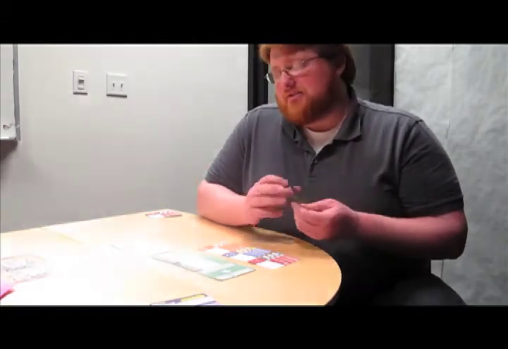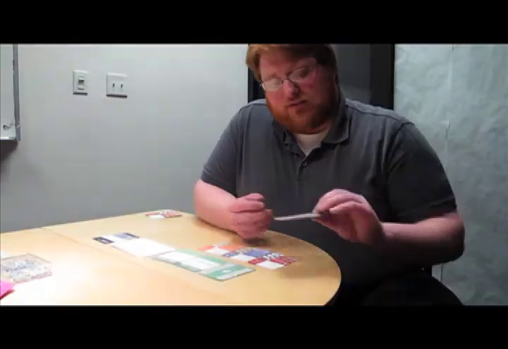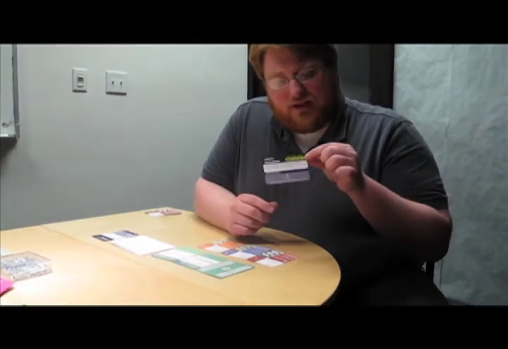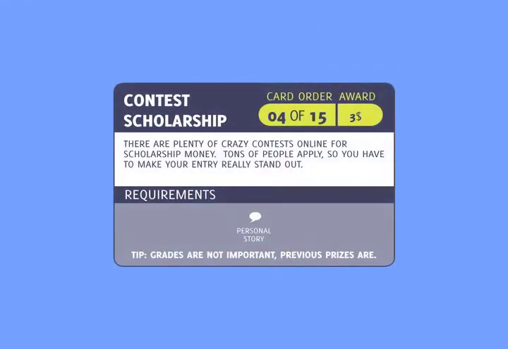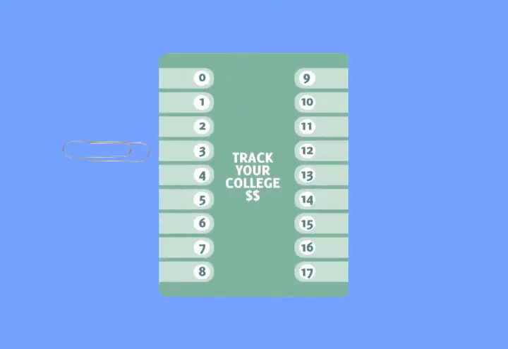There's 2 ways to do that. One is with scholarships, and so here's an example of a scholarship. The scholarship in the top right-hand corner, just like the tuition for schools, shows how much the scholarship awards. So the scholarship awards 3. So if I win this scholarship, then I get to add 3 to my college account. And I would do that by taking my college account card and moving the paperclip 3 down.